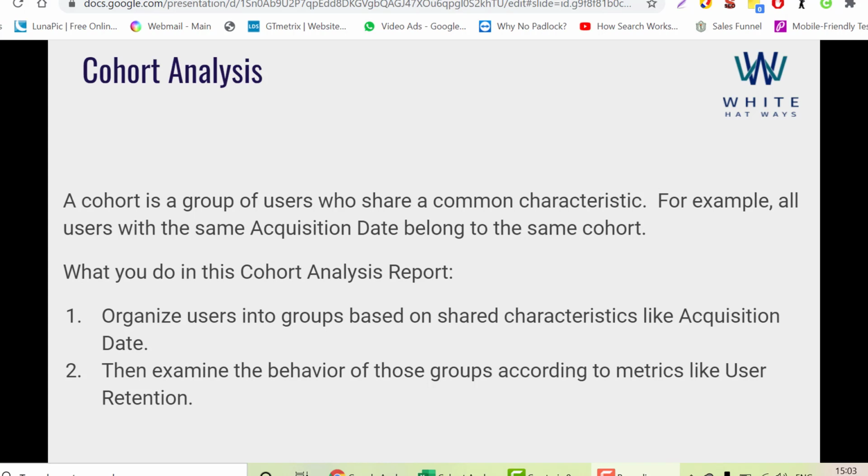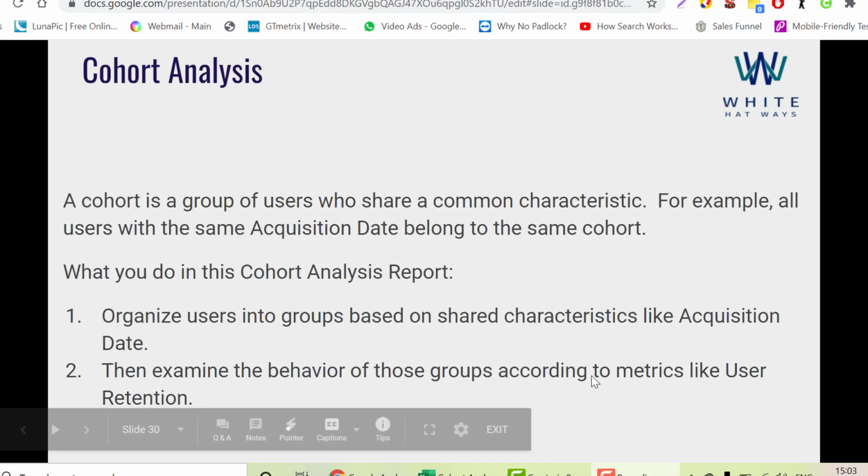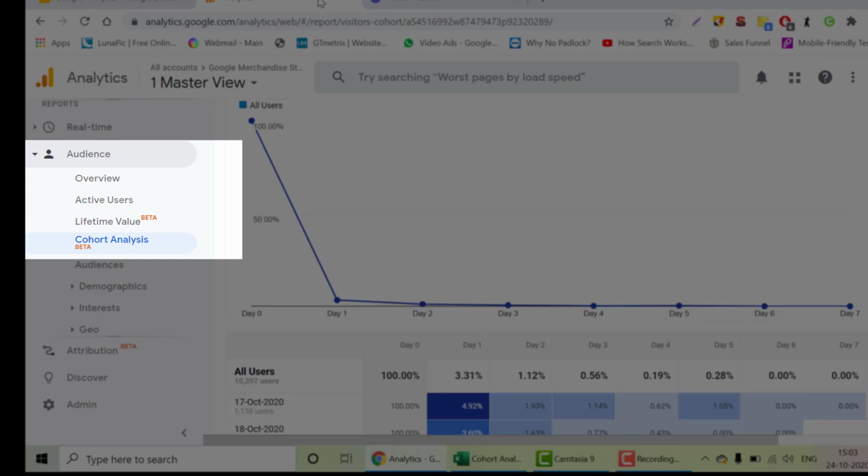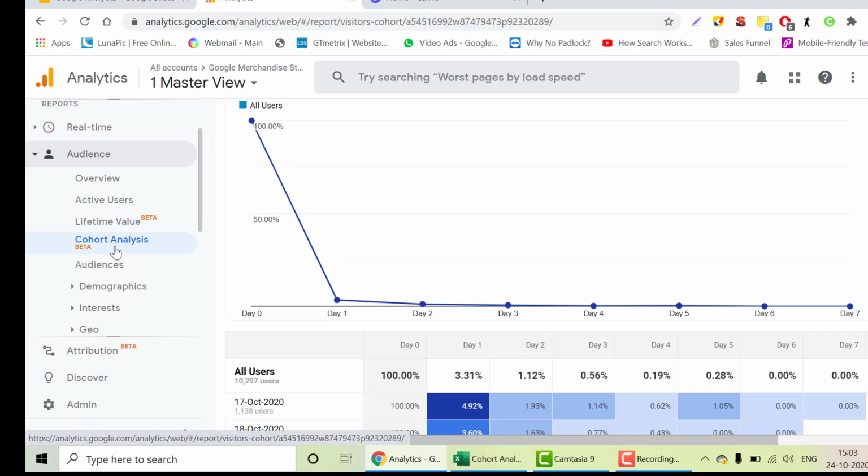In this video, we'll be learning about cohort analysis. Cohort analysis is something that comes in Google Analytics under the audiences section over here. As you can see, this is coming under the audiences section and down below audiences there is overview, then active users, then lifetime value, and then comes cohort analysis. Cohort analysis basically is an analysis of various users who are coming on a particular day.